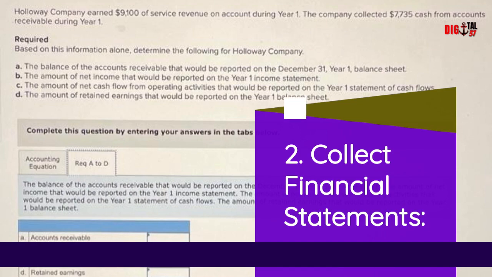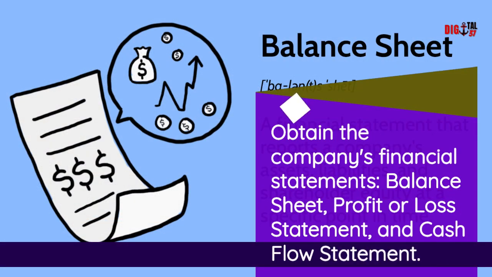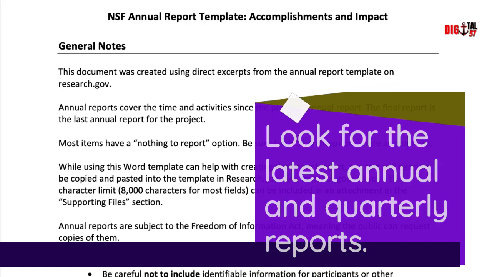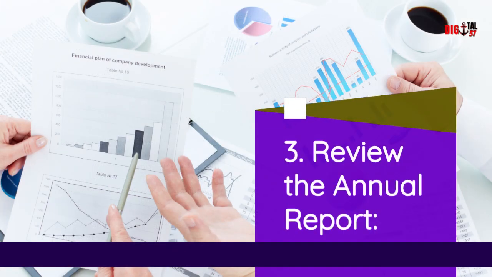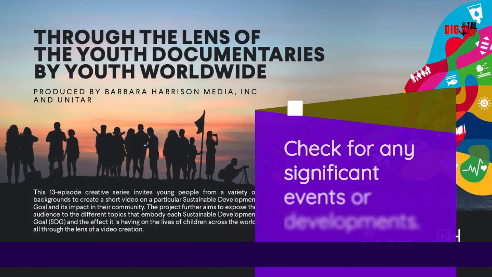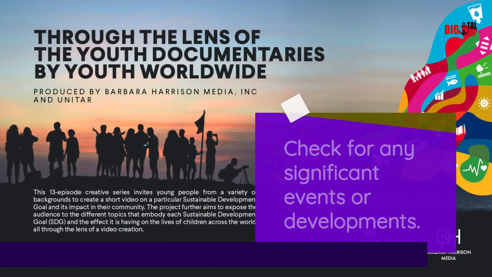2. Collect financial statements. Obtain the company's financial statements: balance sheet, profit or loss statement, and cash flow statement. Look for the latest annual and quarterly reports. 3. Review the annual report. Analyze the Management Discussion and Analysis (MD&A) section for insights into the company's performance, strategy, and risks. Check for any significant events or developments.